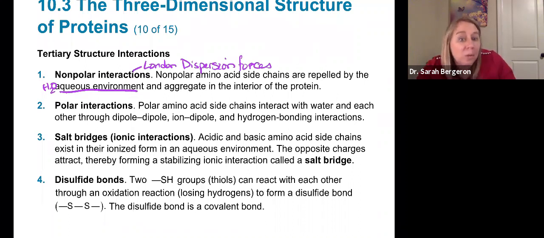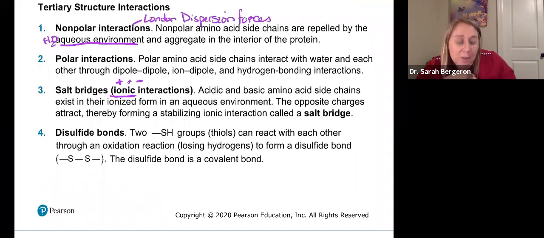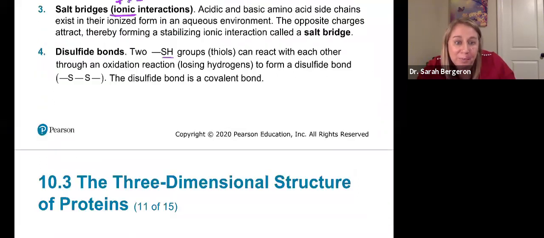Then you can have salt bridges. Salt bridges are specifically ionic. So you have to have a positive and you have to have a negative interaction. And so usually it's between a basic amino acid and an acidic amino acid. And then they're attracted to one another, and that's the salt bridge. And then you can have disulfide bonds. So just like we said, you have two SH groups, which are thiols. They react, and it's an oxidation reaction, right? Because you're losing hydrogens, and then you form the disulfide. And you can add different chemicals to make that happen.